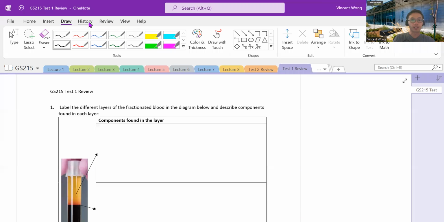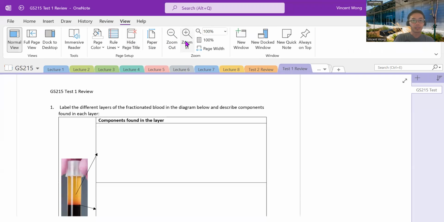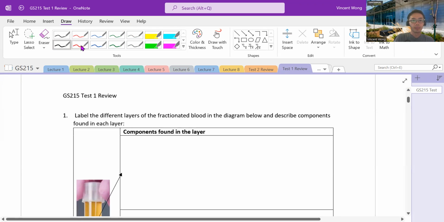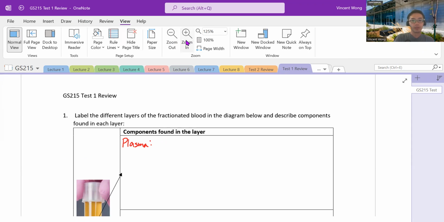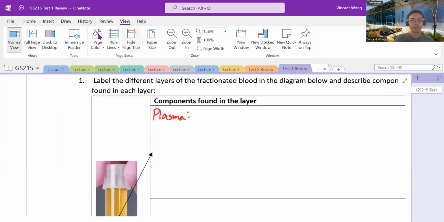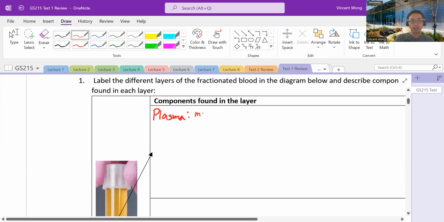Okay, so this is the plasma, and we'll label that plasma. Okay, now what is found within the plasma? Well, it is mostly water, right? As you might remember, mostly water with dissolved electrolytes, for example, such as sodium, potassium, chloride, and a bunch of other stuff.